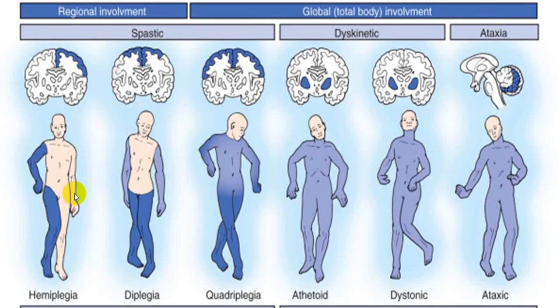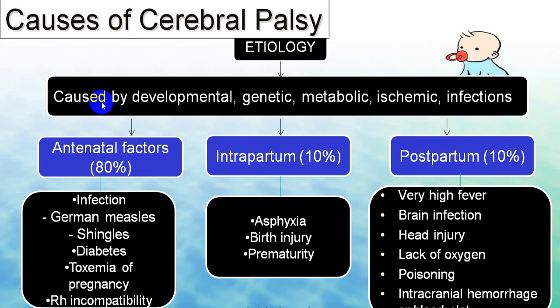So you can have a hemiplegia, diplegia, quadriplegia, you can have a dyskinetic variety, and you can have an ataxic variety. So different types of presentation can be there in cerebral palsy, of which 80% of the time it is antenatal causes, like the mother getting infections like German measles, shingles, or GDM, or toxemia of pregnancy, or RH incompatibility. And during delivery, asphyxia, birth injury, or premature delivery.